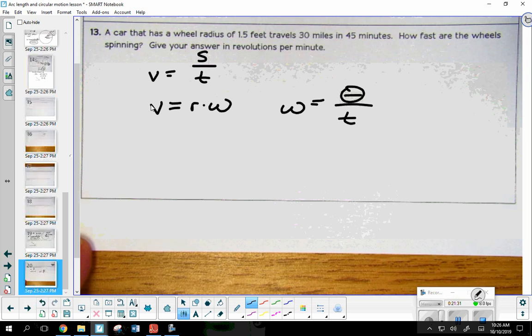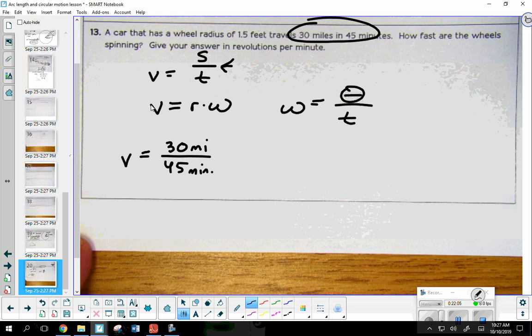I'm going to start with V equals, and use this formula right here. Well, we know we're traveling 30 miles in 45 minutes. But do I need to change anything about this? What do you think? Well, we definitely can simplify, but that's not it. Do we need to change either of the units? Ultimately we want to get to revolutions, but not quite yet.